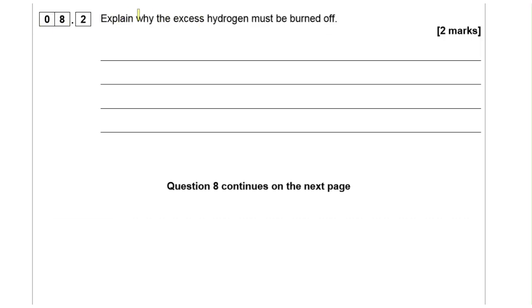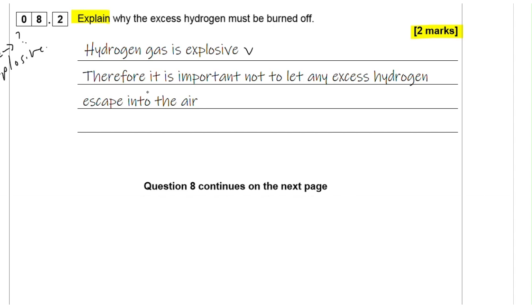8.2. Explain why the excess hydrogen must be burnt off. Now, what do we know about hydrogen? Highly flammable, highly explosive. So we don't want our labs filling with lots of hydrogen, do we? No, thank you. So for 2 marks, hydrogen is explosive. Hydrogen gas is explosive. Therefore, and that's our explain get out, it is important not to let any excess hydrogen escape into the air. 2 marks, boom.